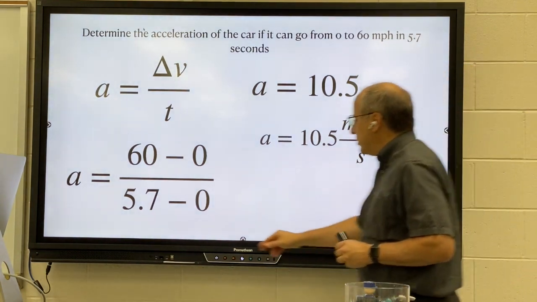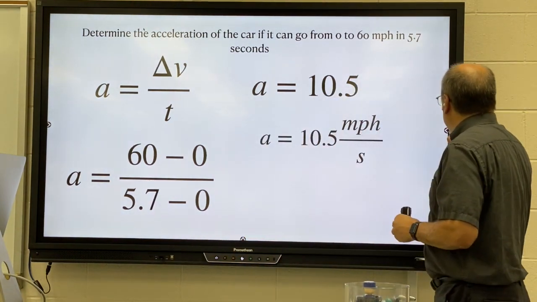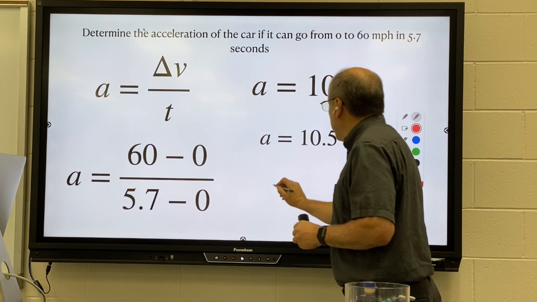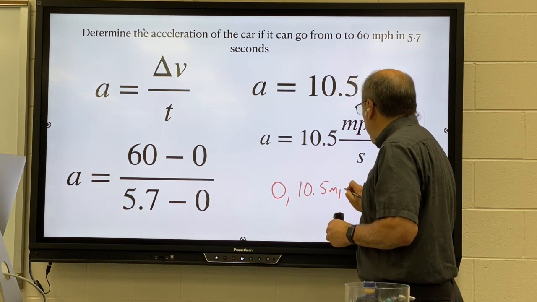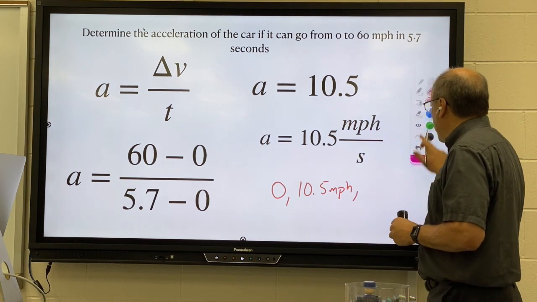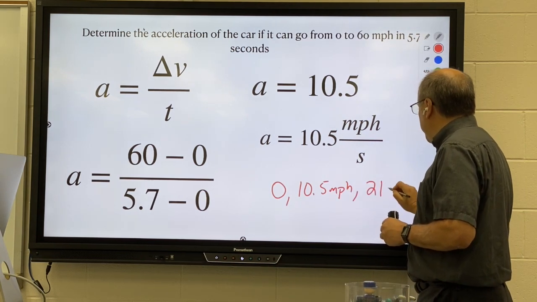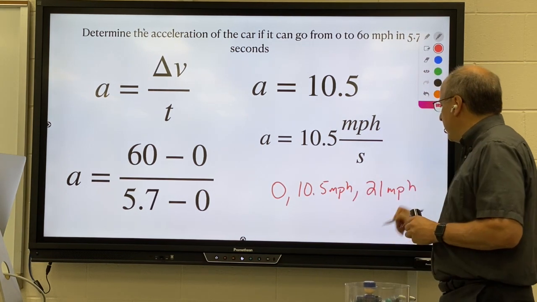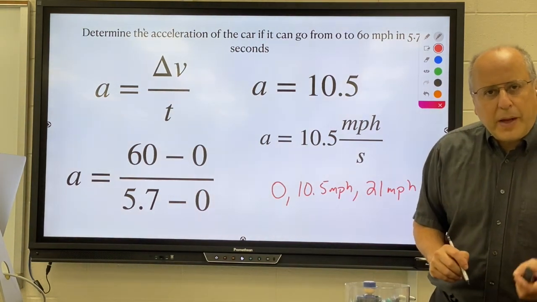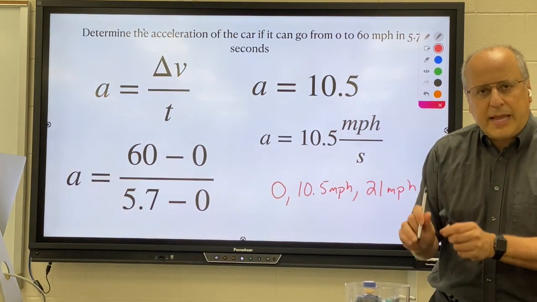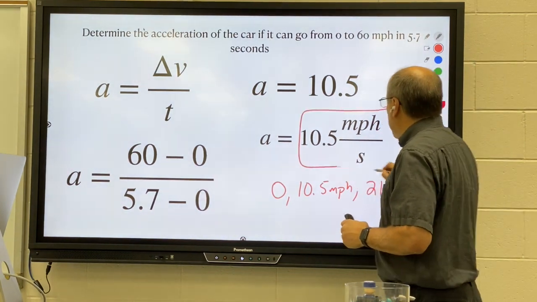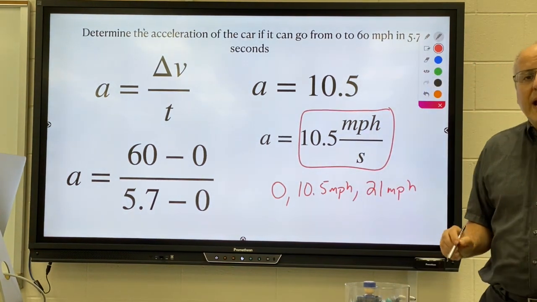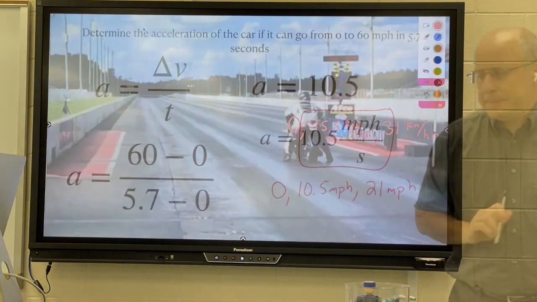So the car would start out at a speed of 0, and then after 1 second, it would be up to 10.5 miles per hour. After another second, it would be up to 21 miles per hour. Every second that goes by, it gets faster by 10.5 miles per hour. That's what this means. 10.5 miles per hour each second.